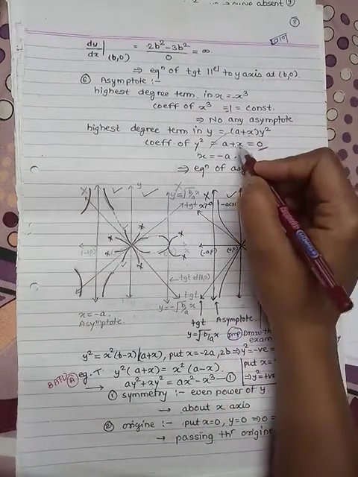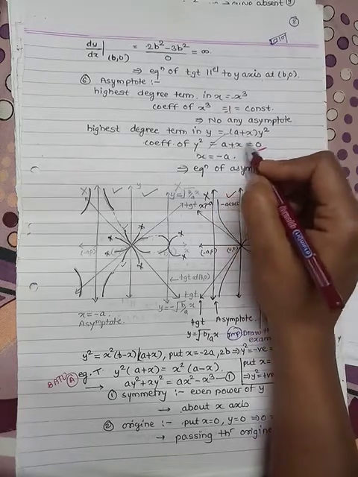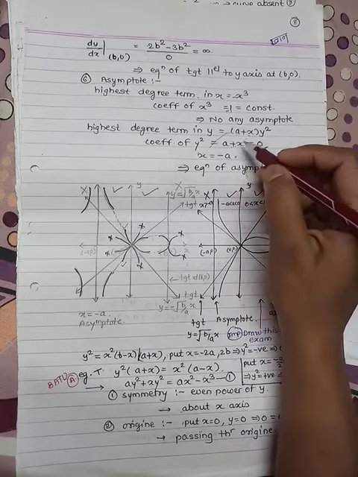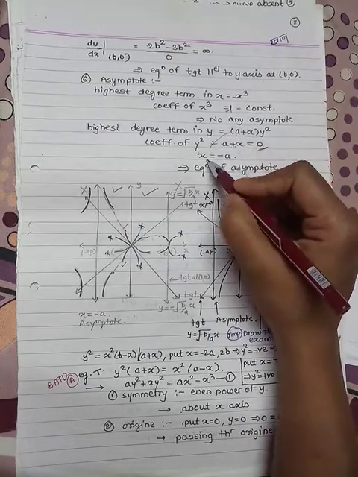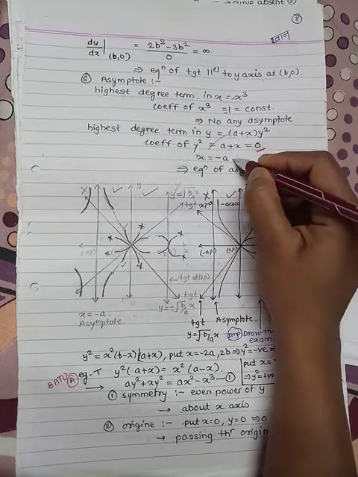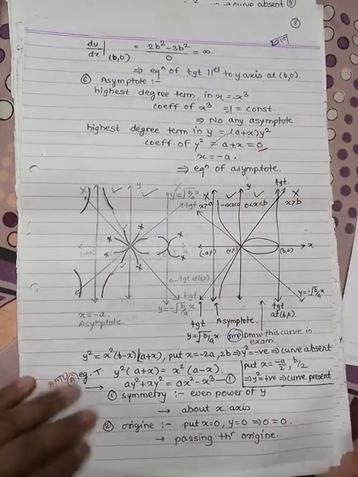So by the theory, when we don't get a constant term, we take the variable expression equal to 0 and simplify, and we get the equation of the asymptote. So a plus x equal to 0 implies x equal to minus a. So x equal to minus a is your equation of asymptote. Then the last is region of absence.